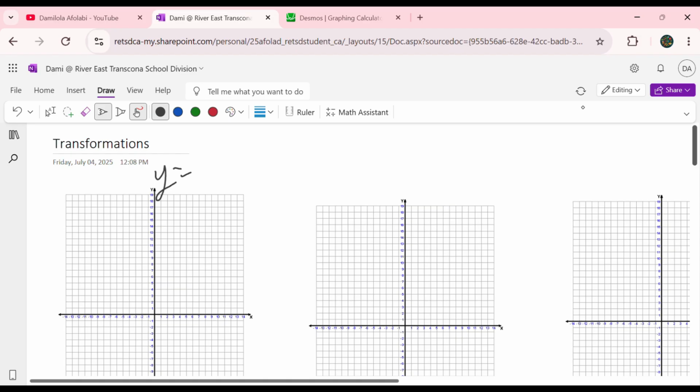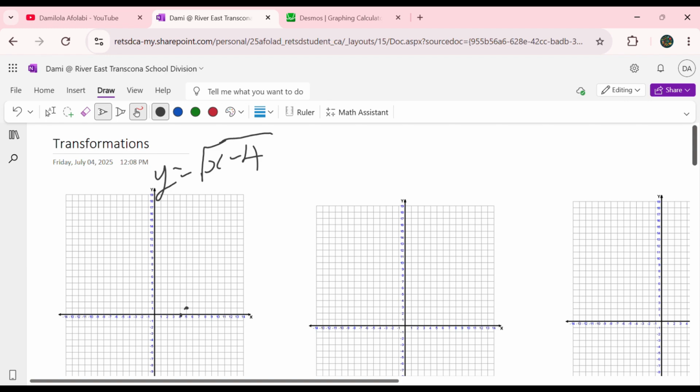y equals the square root of x minus 4. Now, since the negative 4 is inside the square root, that's the h function, and it's the opposite. So we are graphing plus 4, which means the x-axis is shifting over by 4. So instead of 0, 0, the origin will go to 4, 0. And instead of 1, 1, the point will go to 5, 1.